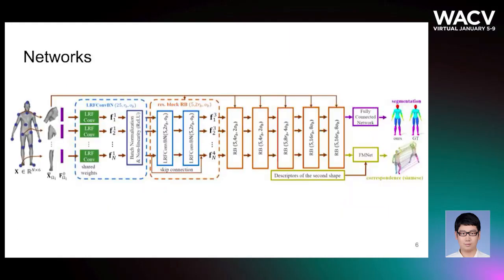The figure shows the architecture of our network. By stacking the convolution layers, we get a learned deep feature on the input shape. Depending on the downstream task, we could either gather the feature from a second shape to find correspondence using FMNet, or append a fully connected network to do the segmentation task. We will now see more results.